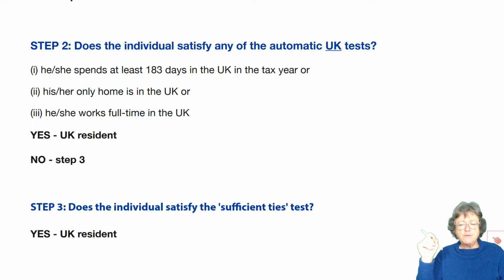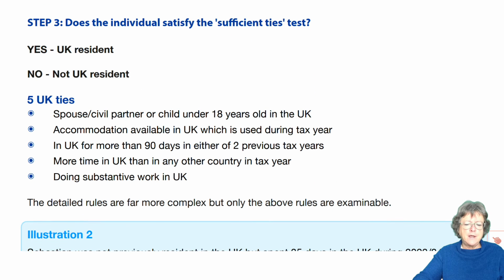If the answer is no, we're not automatically non-resident, we're not automatically resident, then you have to go for the sufficient ties test.